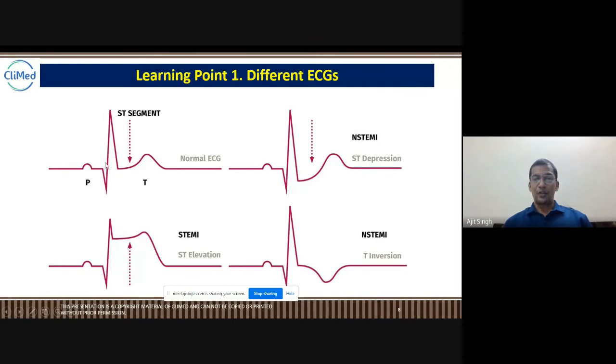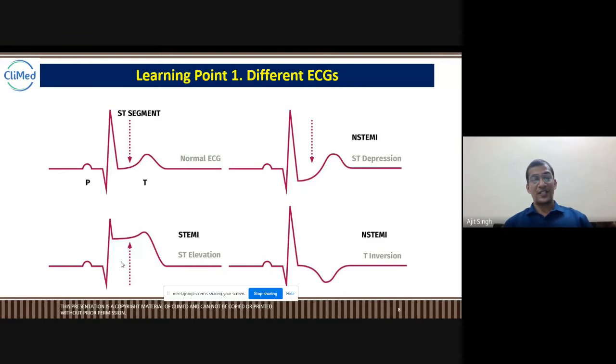Okay. Now, this is normal, and this is Q, this is R, this is S, and this is T. Now, if you go to the STEMI, in case of ST elevation, this ST segment will be elevated at least 10 mm. If it is more than 1 mm also, it will be considered as STEMI only. But in case of severe and urgent treatment, it should be at least 5 to 10 mm.